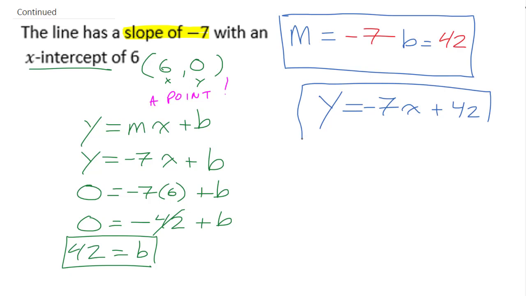So a pretty easy question. But again, something we might have to stop and think for a bit. As soon as people see that x-intercept, they kind of stop and freeze and don't know where to go. There's no trick to it. It's just a point. So just sub it in and solve.